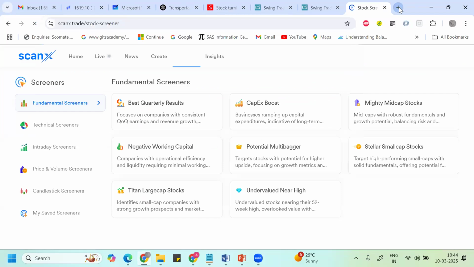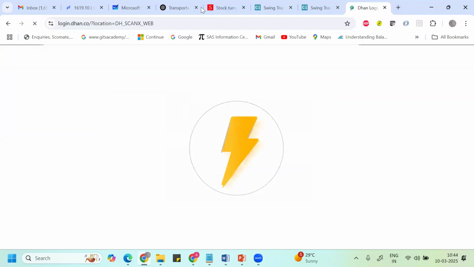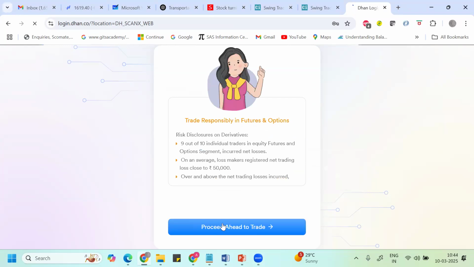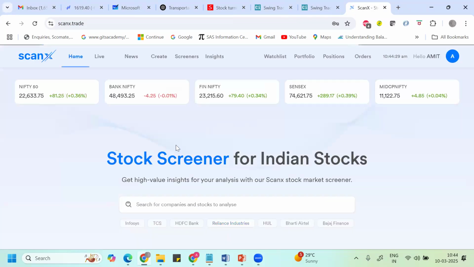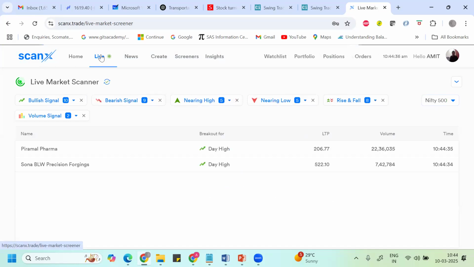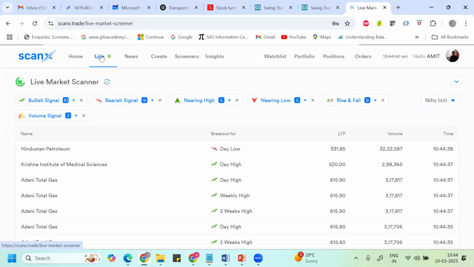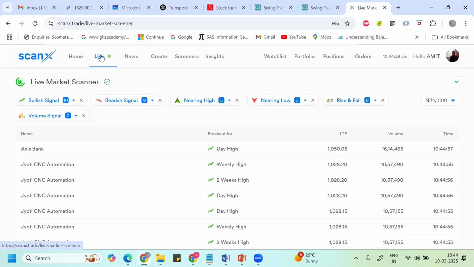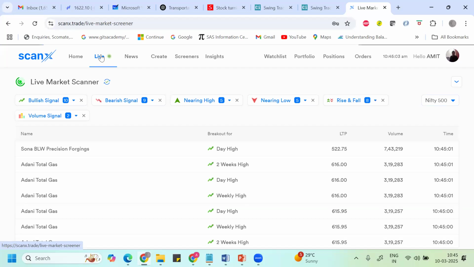Then Scanex is there. If you have a Dhan Demat account, you can use Scanex. If you get into Scanex and go to live, here you'll find a lot of stocks which are giving very good movement. Hindustan Petroleum is giving negative movement. Torrent Pharma is giving very good, positive movement. Axis Bank is giving very good movement. Sona BLW, Jyoti CNC Automation, see, very good movement they are giving. Adani Total Gas too. All Adani stocks are giving very good movement today.